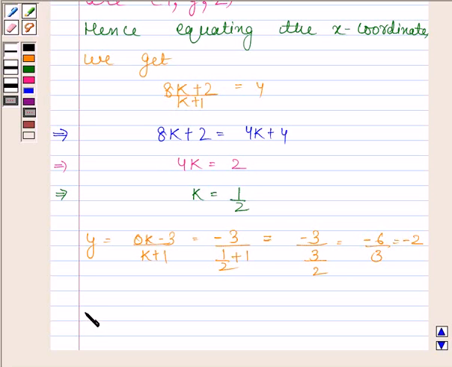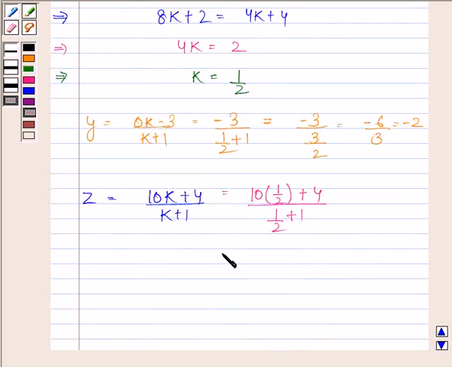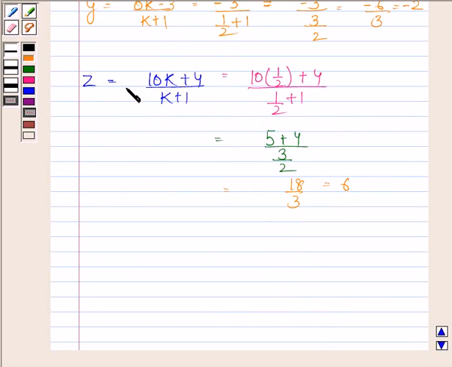Now z coordinate is equal to 10k plus 4 by k plus 1. Substitute the value of k. By substituting value of k, we get 10 into 1 by 2 plus 4 upon 1 by 2 plus 1. This is equal to 5 plus 4 by 3 by 2. This is equal to 18 by 3, and this is equal to 6. So z coordinate of R is 6.